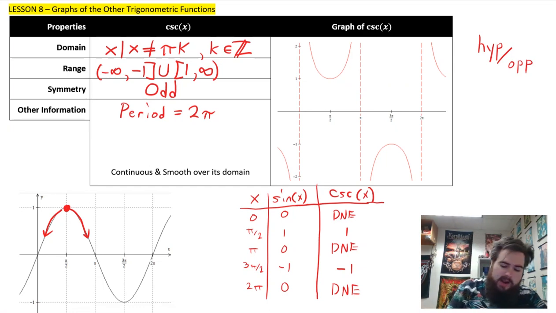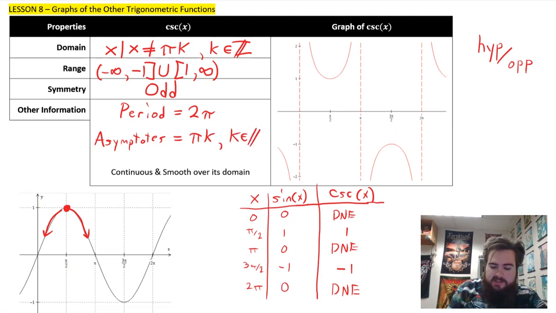itself. I will also say that it has asymptotes at pi k, where k is an integer. That is why those values are taken out of its domain.